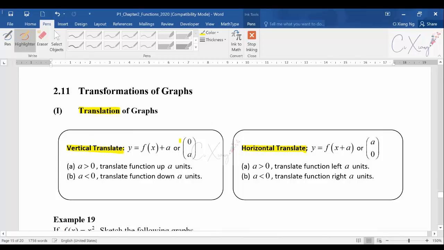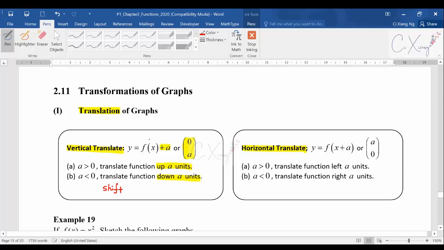When you have a vertical translation, you plus a number or minus a number outside the function, and if you write it in bracket form, it will become (0, a). The 0 means x didn't move at all, but the y coordinate moves a units up. If a is positive, you translate the function up a units. If a is smaller than 0, you translate the function down a units. The keyword translate must be included in your solution if they ask you to explain the transformation. You can use the word translate or the word shift.